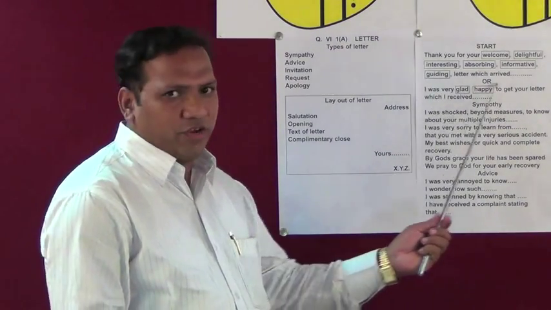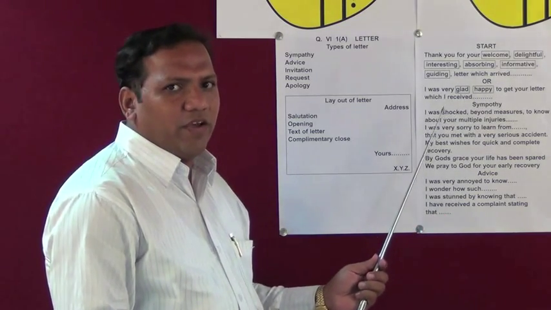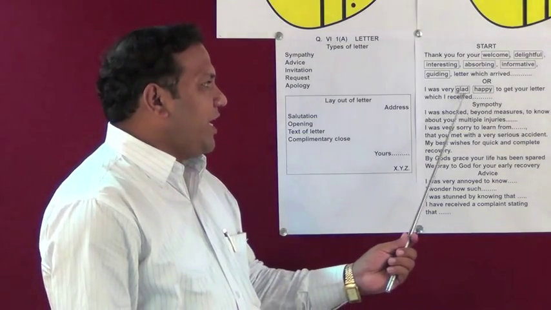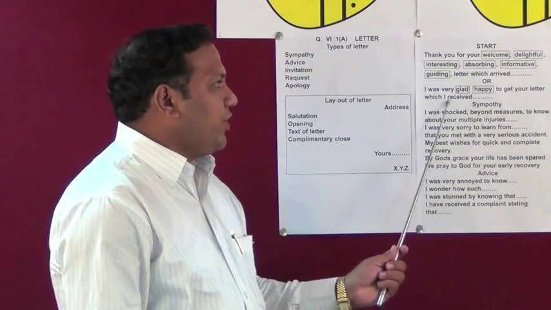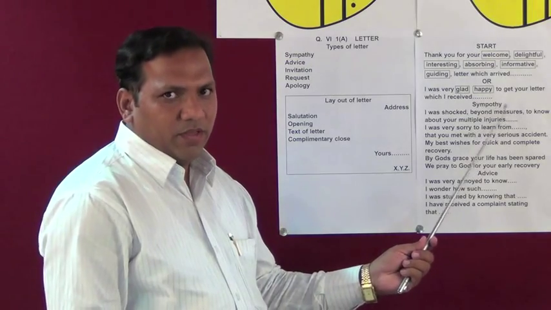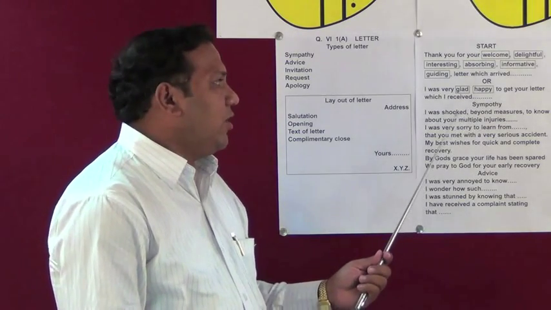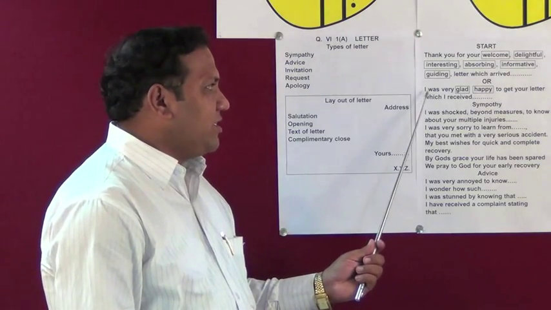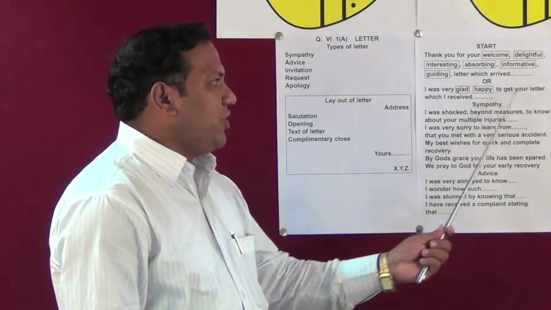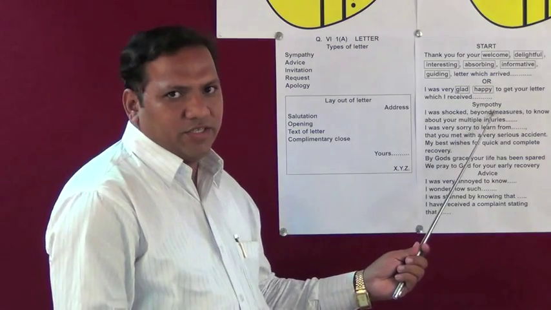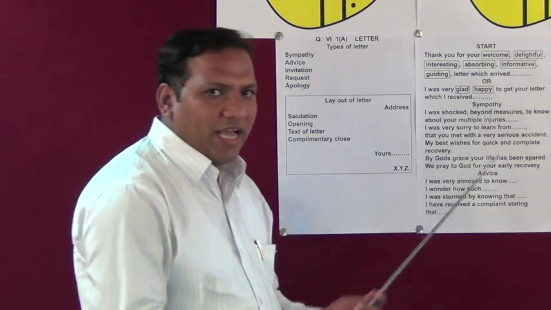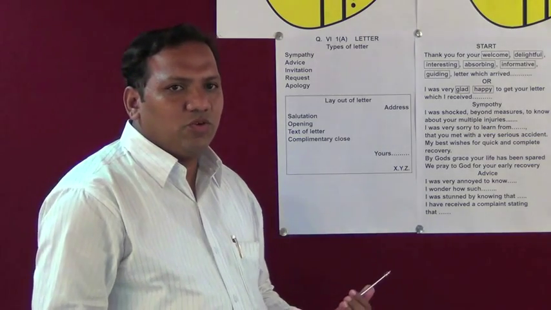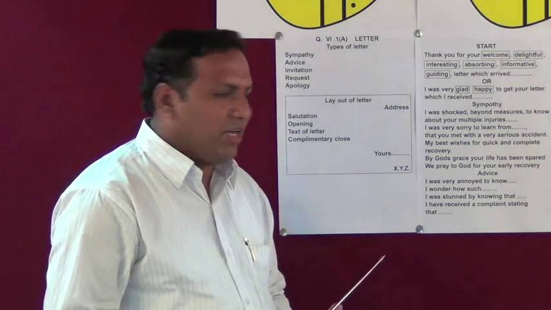Now we'll try to understand another way of beginning of the letter. If you don't like this way of writing a letter, then we have another way, means you have a choice. Here is: I was very glad to get your letter which I received yesterday. This is another way of starting a letter. If you don't like this word glad, then you may begin like this: I was very happy to get your letter which I received yesterday. And then you may proceed as in the layout of the letter, and you come to know how to write the text of the letter.